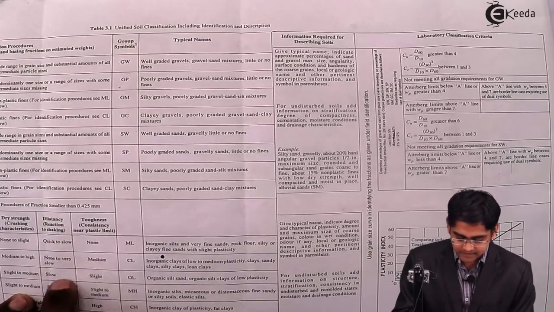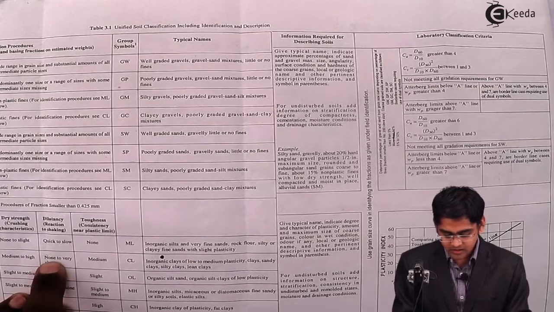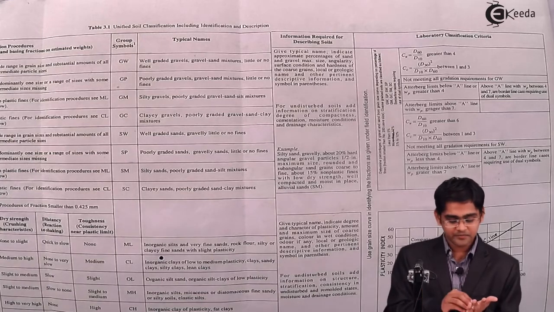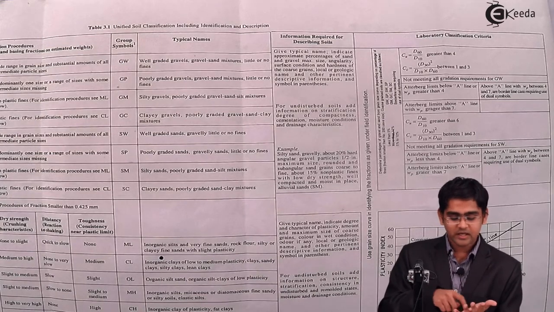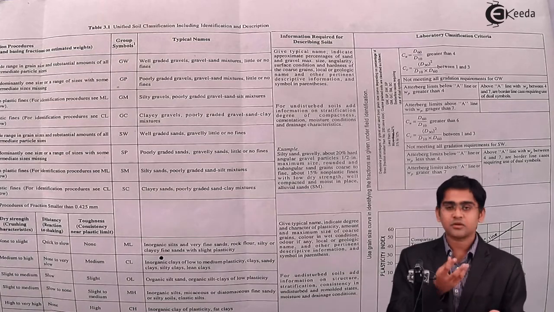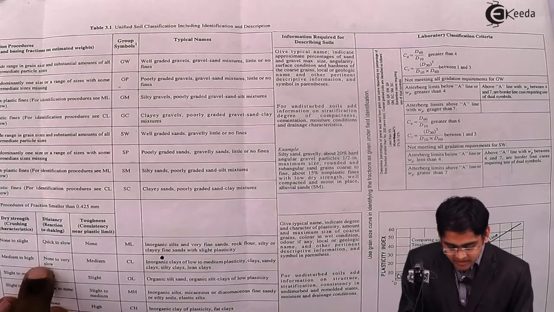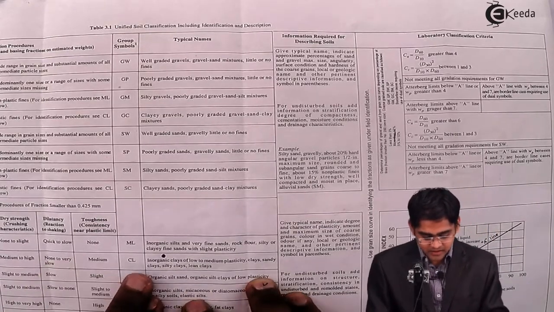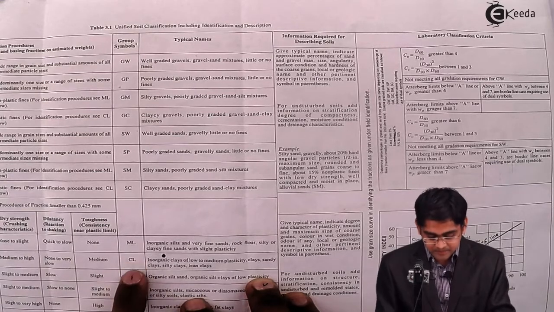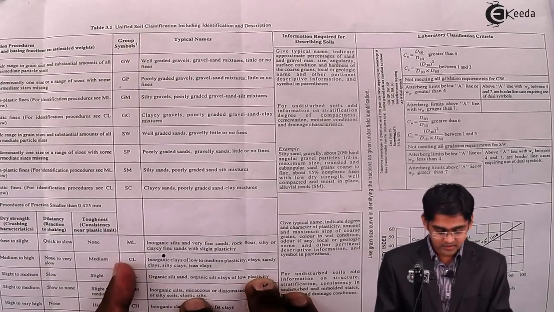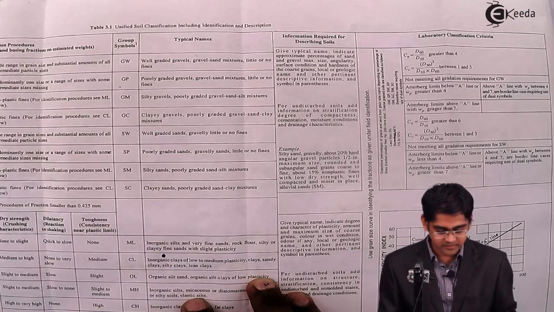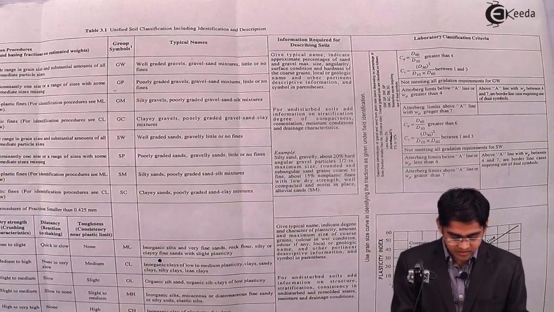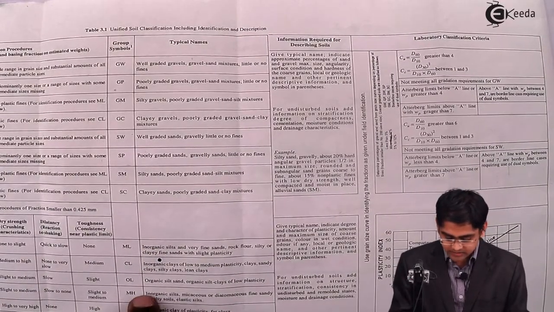And depending on this quick to slow, none means if you just press it and remove it, then the water will be there around it, but no water or very little water is getting absorbed by the soil. It gives an identification of none. So if it is none, then it is a CL. CL means clays with low liquid limit. So that's what it is given. If the liquid limit is less than 50, the suffix is L, and if it has more than 50%, it is given by H.